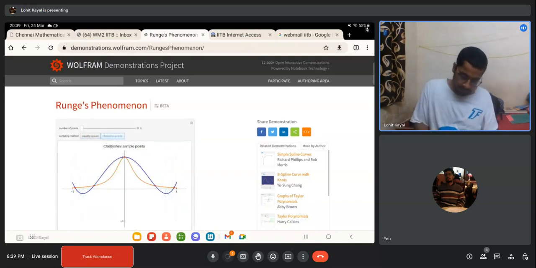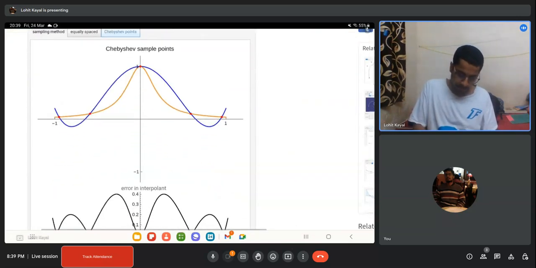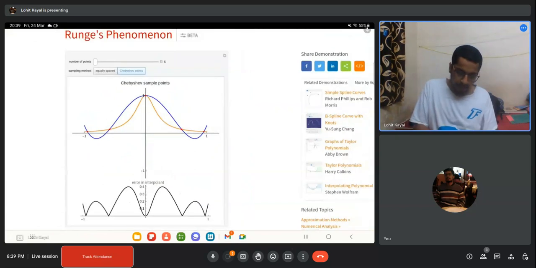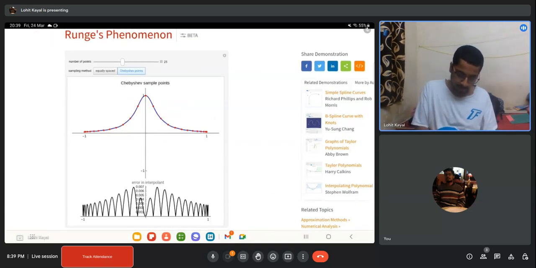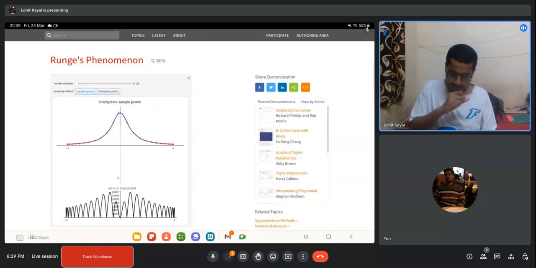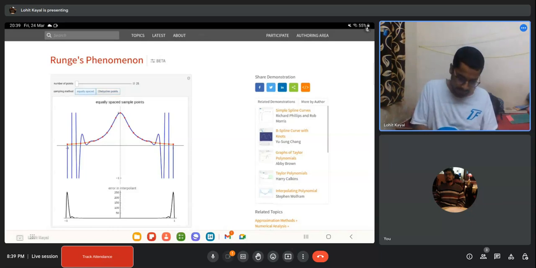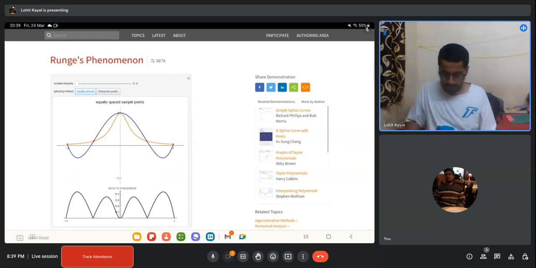Yeah, I think you can see it clearly. So here, this is a slider. I can increase the number of data points from here. I will use equally spaced points. Initially I have a total of 5 data points, and here it shows the absolute error.